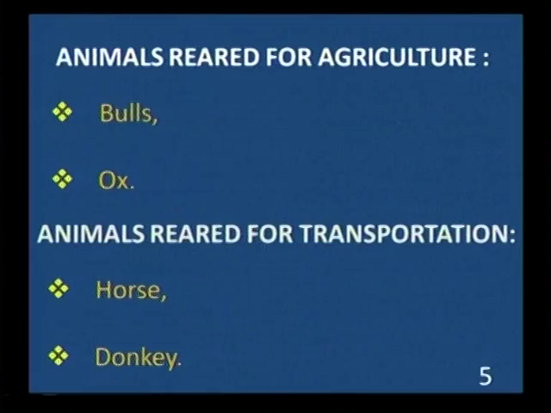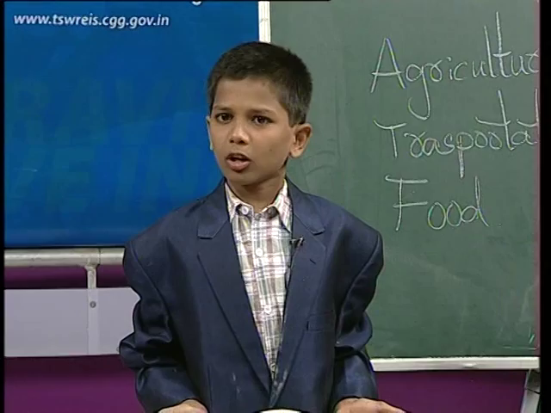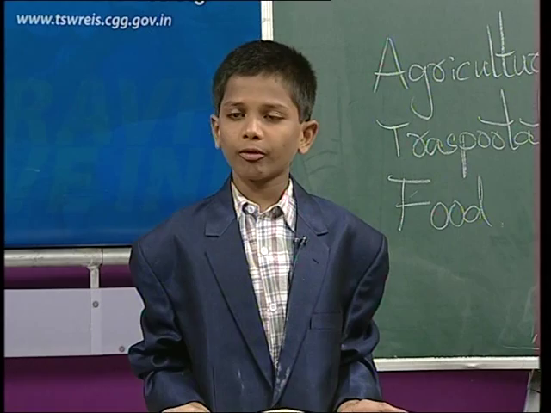Next, animals reared for agriculture are bulls and oxen, and animals reared for transportation are horse and donkey. Have you ever seen agricultural fields? Bulls and oxen are used for ploughing. Yes or no? Like that.